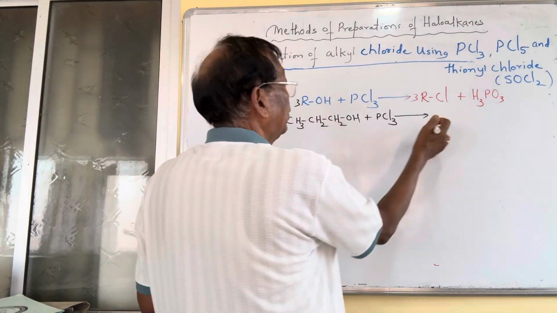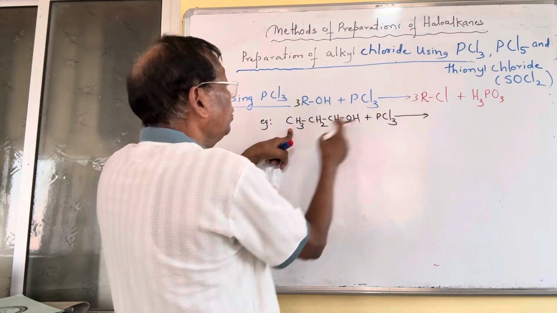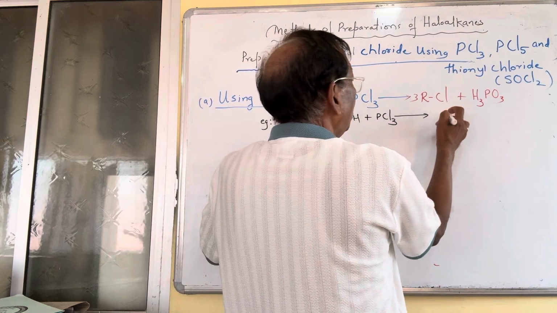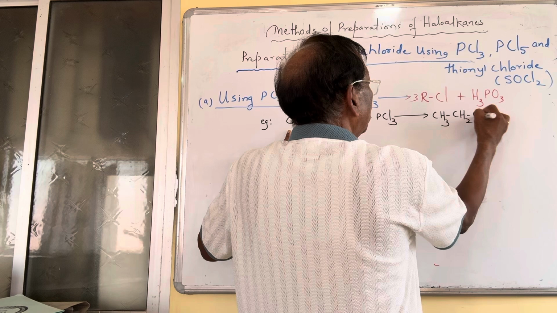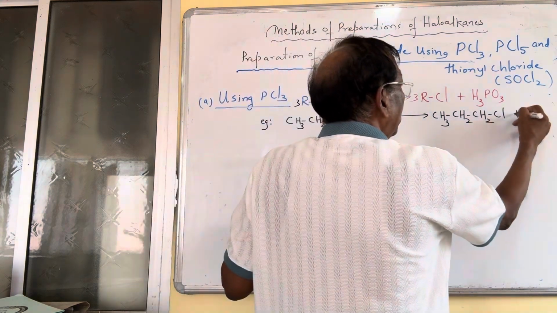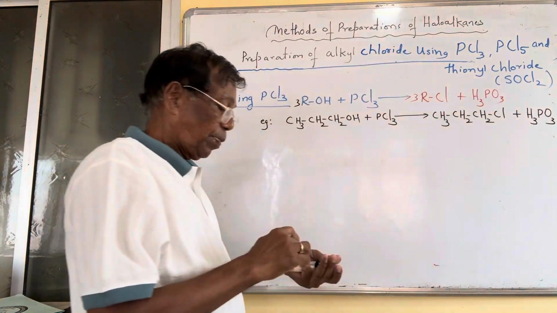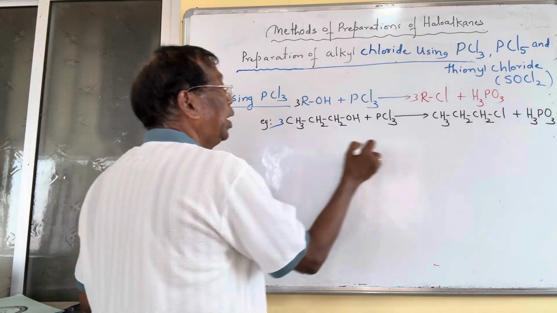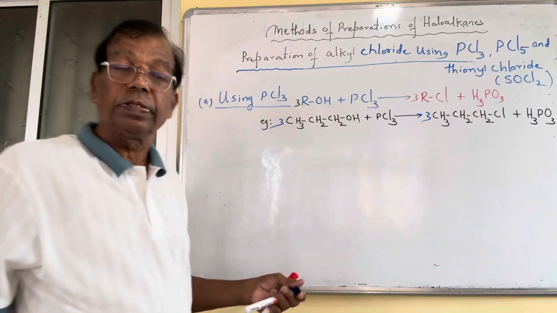Now here, what will be R group? CH3, CH2, CH2. See, study that way. R group here is what? CH3, CH2, CH2. So this compound will be then CH3, CH2, CH2Cl. And remaining will be H3PO3. Now balance it by putting 3 over here and 3 over here. So equation is balanced.